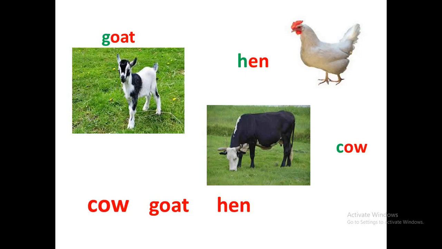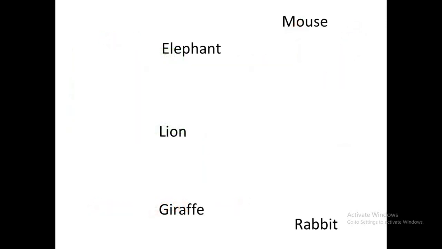See the pictures now. See the words: elephant, lion, giraffe, rabbit, mouse. We will arrange these words in alphabetical order. For that, we begin saying from A. A, B, C, D, E. We have a word starting with E. So we will write elephant.